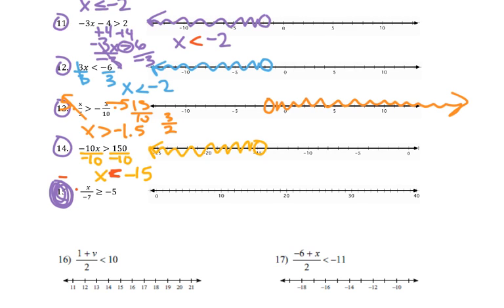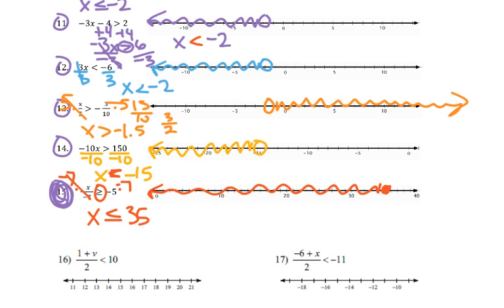Number 15, I times by a negative 7. So I have x, because I times by a negative, becomes less than or equal to negative 5 times negative 7 is a positive 35. So fill in the circle at 35. X is less than, so I shade to the left.